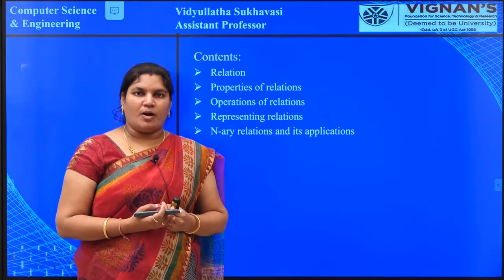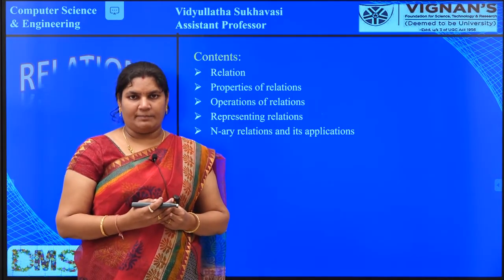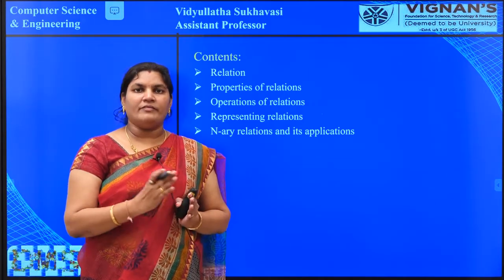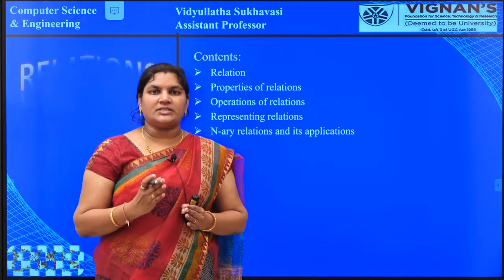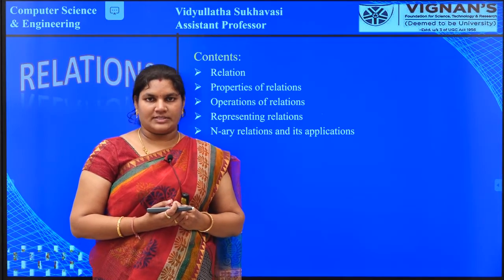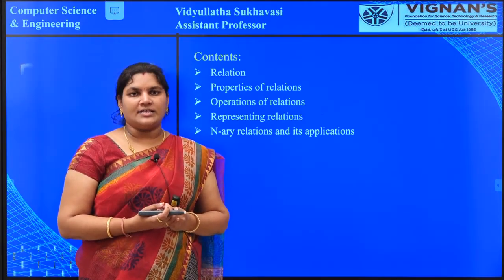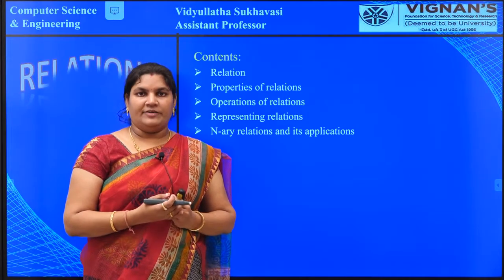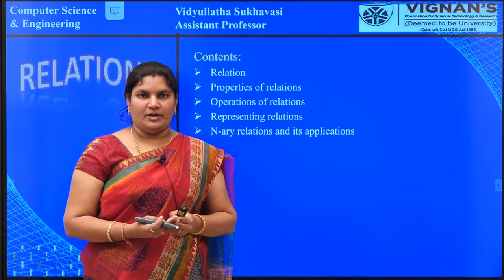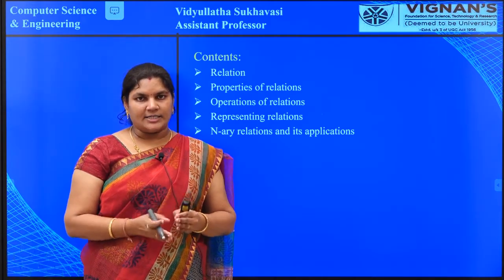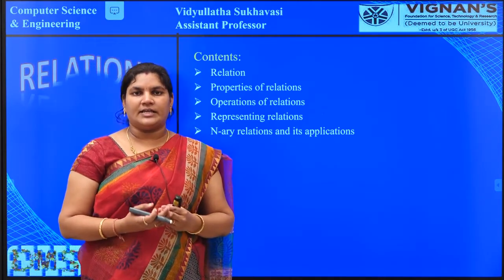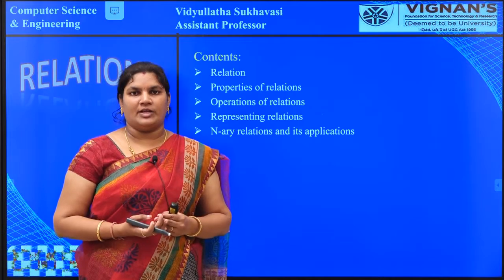And next, the transitive property. If we have an ordered pair like A comma B and then B comma C, then along with those two ordered pairs, the A comma C ordered pair should also be present in the relation R. Then only we will say that it is satisfying the transitive property. And next, irreflexive is nothing but the opposite of the reflexive property. If the ordered pairs which satisfy the reflexive property are not in the relation R, then we can say that it is satisfying the irreflexive property.